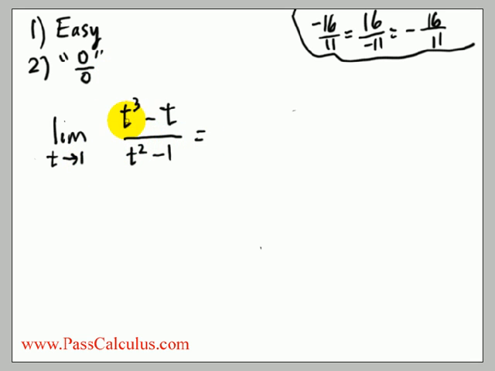Well, when I put 1 in here, I get 1 cubed minus 1, which is 0, and put 1 on the bottom, I get 1 squared minus 1, which is 0 as well. So this is 0 over 0. Now, so we probably want to factor this guy.